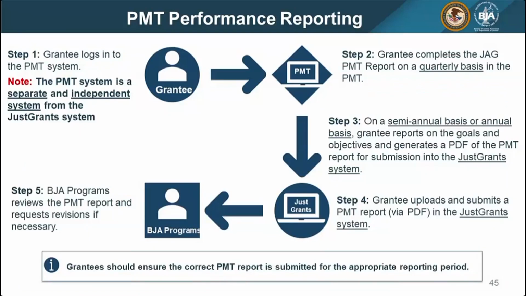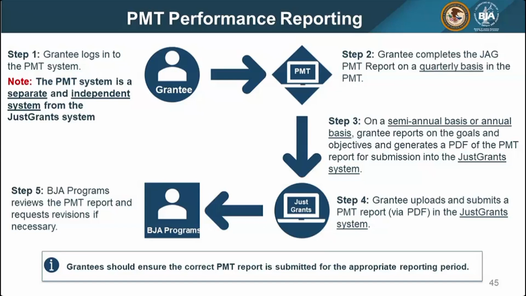Here is the flow chart and the process for making that happen. And as you can see, you will log into the PMT, or the performance measurement tool, I should say. You'll complete the progress report on a quarterly basis. Let's say that you're a Category 2 and your award is over $25,000. And it's your 6-month mark, and it's time for you to upload that report into JustGrants. You will then save that report to your computer as a PDF. You'll log into JustGrants. You will upload it to the reporting module in JustGrants via PDF, the same report from the PMT.